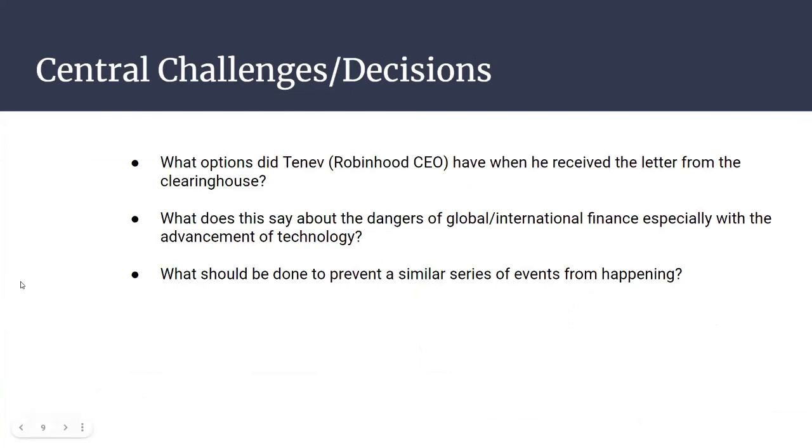So what central challenges or decisions does this case bring? Well, first, we're going to see what options Tenev, the Robinhood CEO, had when he received a letter from the clearinghouse. Also, what does this say about the dangers of global international finance, especially with the advancement of technology? And lastly, what should be done to prevent a similar series of events from happening?